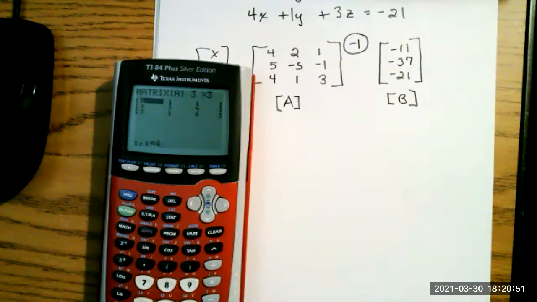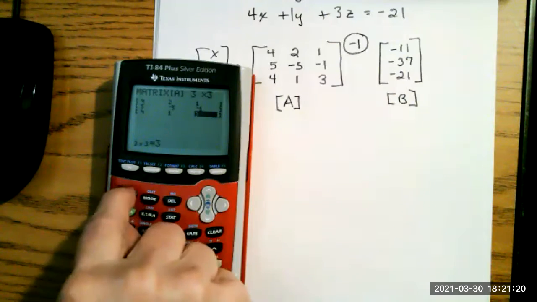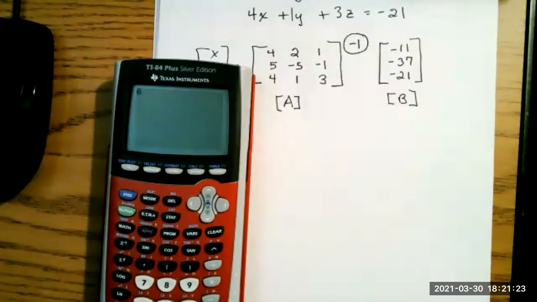So do 4, enter, 2, enter, 1, enter, 5, enter, -5, enter, -1. Remember to use the negative key down by the enter button. Okay, then we have 4, enter, 1, enter, 3, enter. How do we get out of this? Second quit. Is it second mode? Second, and that mode button is the second and quit, and it gives us a blank screen there. Okay, now we're ready to edit B.